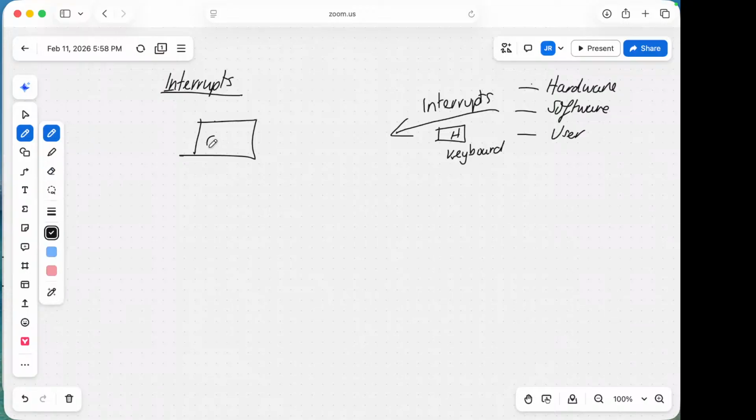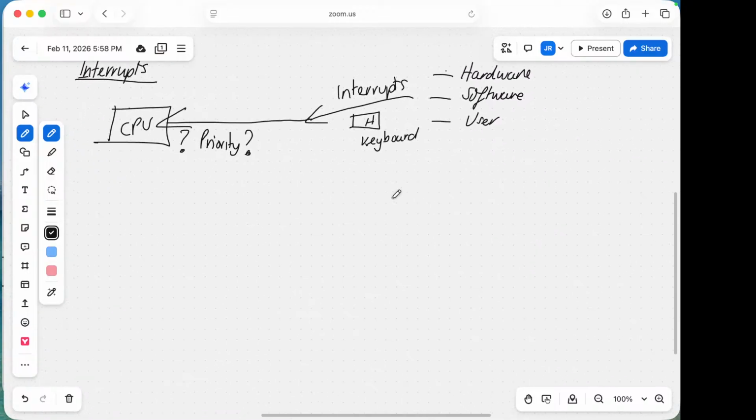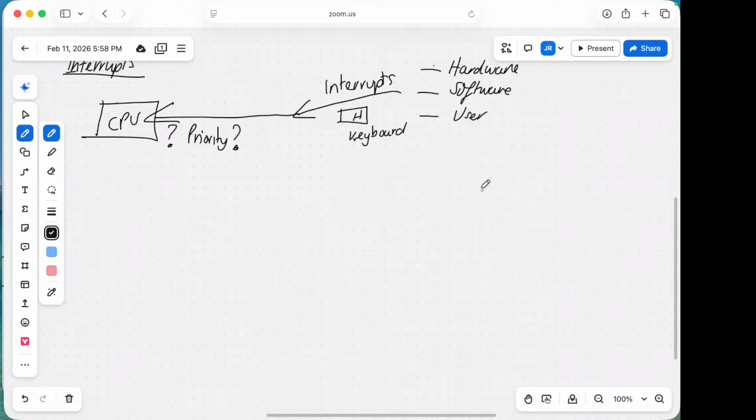The CPU gets that interrupt and it says, okay, what is the priority of this? What is the priority? So actually, I'm going to write this over here as well. I'm going to say the CPU receives an interrupt. So I'm going to give you the proper answer. The CPU receives the interrupt.